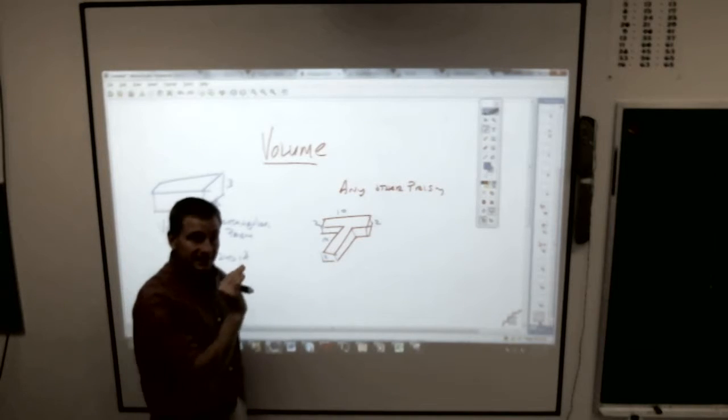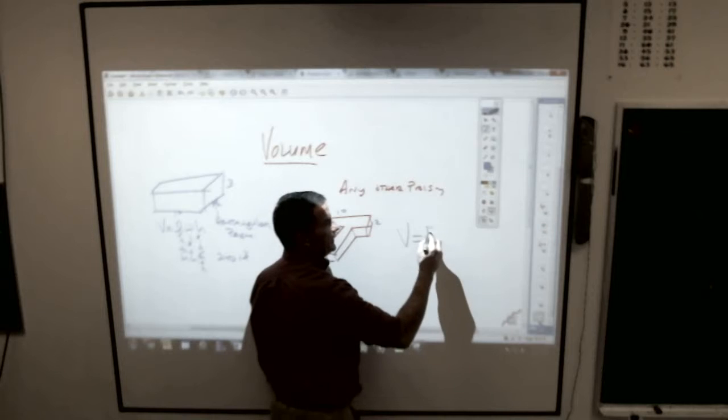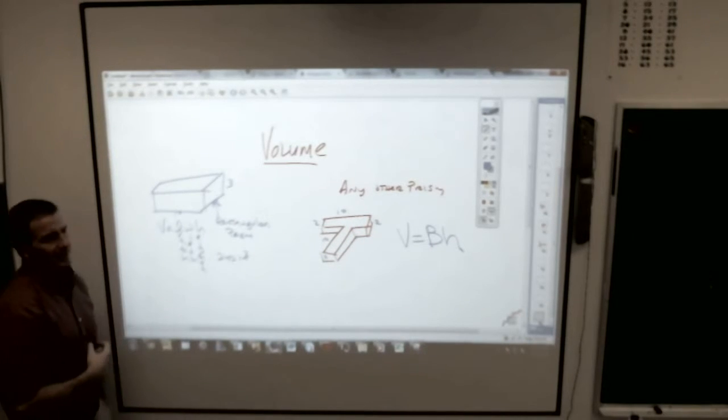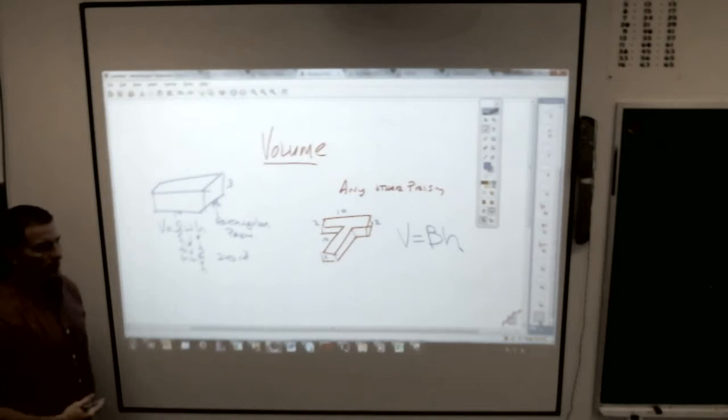Any other prism is this formula. Write this down. Volume equals BH. Now notice that is a capital B. Okay? Here's where life gets complicated.